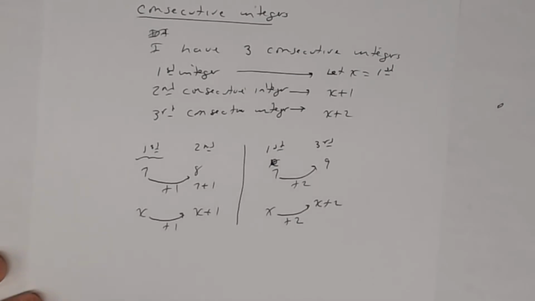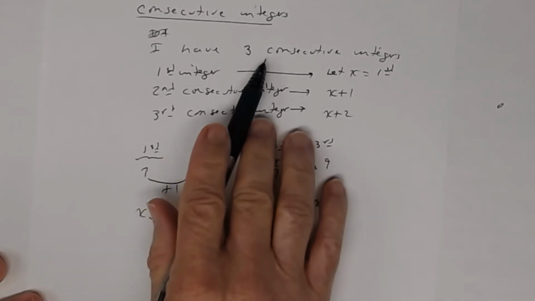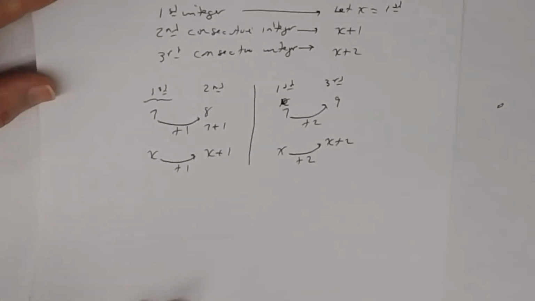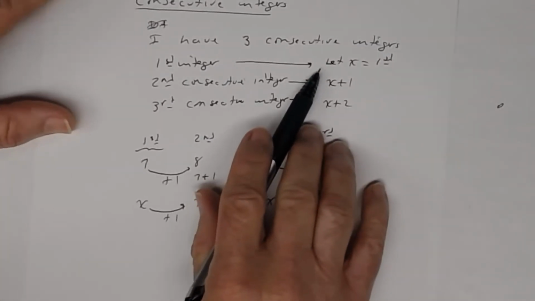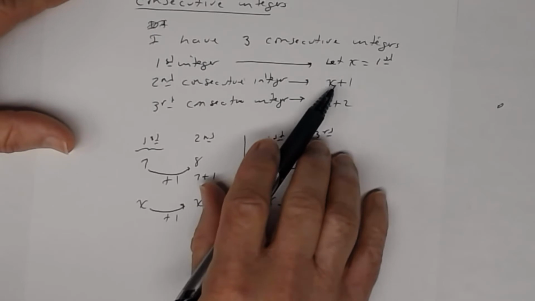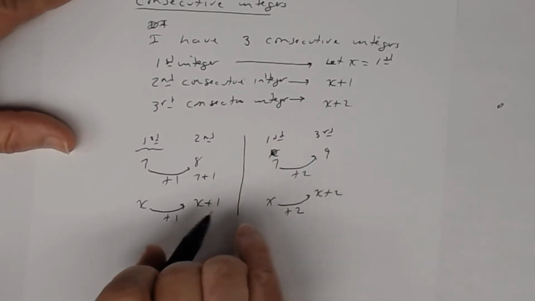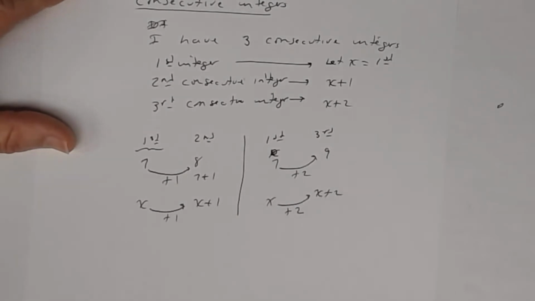All right? And so here's the idea. To get your consecutive integers, I want you to think about this. So these would be my 3 consecutive integers. If x is the first, then the next one's x plus 1, the next one's x plus 2. You just keep adding 1, right? Keep adding 1.